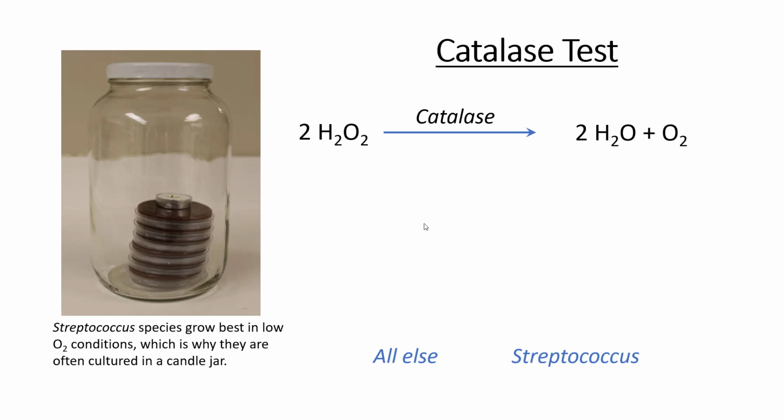So if you've ever had a wound and you put hydrogen peroxide in it, you might see bubbling. And that bubbling is from your own catalase producing water, but also oxygen gas that produces bubbles. So we can apply that to bacteria.